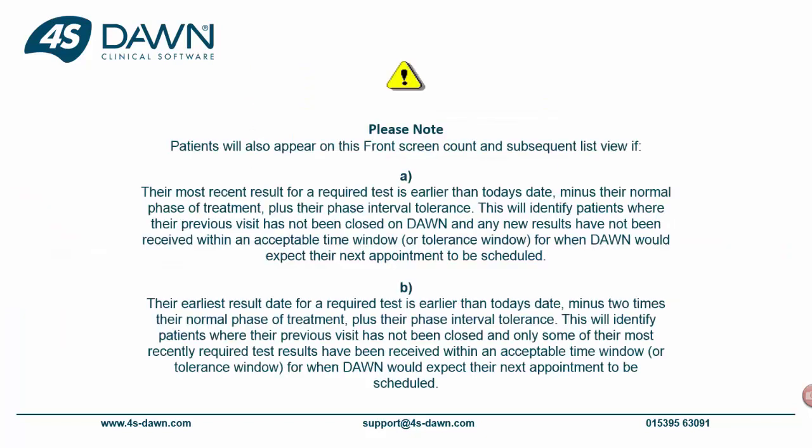Now, one thing to note here is that patients will also appear on this front screen tally count if patients have been identified where their previous visit has not been closed on Dawn and any new results have not been received within an acceptable time window for when Dawn would expect their next appointment to be scheduled, or patients who are identified where their previous visit has not been closed and only some of their most recently required test results have been received within an acceptable time window for when Dawn would expect their next appointment to be scheduled. So there's two exceptions there when patients would also be included on this front screen count.